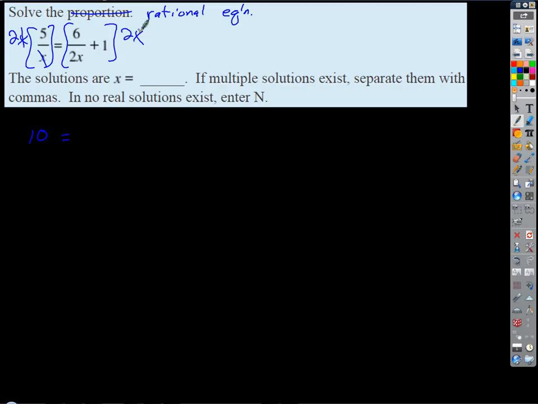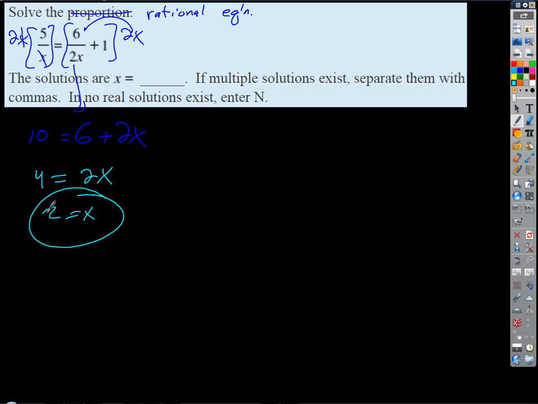How about over here if I distribute that through? Yeah, the 2x's are going to cancel there, aren't they? When I distribute to this term, I'm going to get 6 times 2x over 2x, so the 2x's cancel and I would just get a 6 from this guy. And then here I'm just going to get a plus 2x. Okay? So then what do I do to solve that? Subtract. Yeah, if I subtract 6, I'm going to get 4 equals 2x, divide by 2, and I get x equals 2.